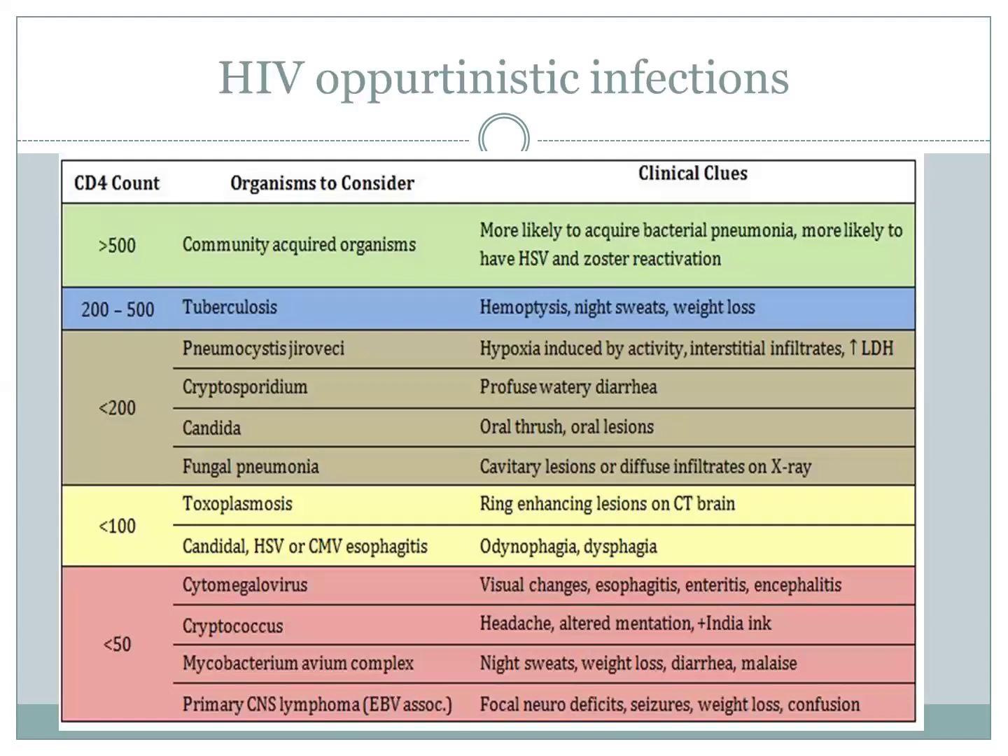So this is the chart of HIV in which CD4 count is correlated with the clinical infections and clinical presentations. So in greater than 500, community-acquired organisms are reported. In 200 to 500 CD4 count, TB is reported. Less than 200, opportunistic infections result. Less than 100, toxoplasmosis. Less than 50, cytomegalovirus, streptococcus.